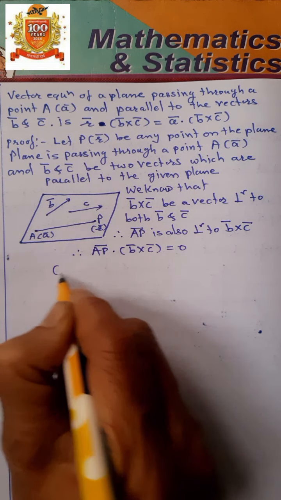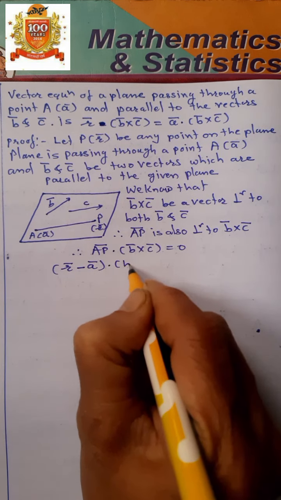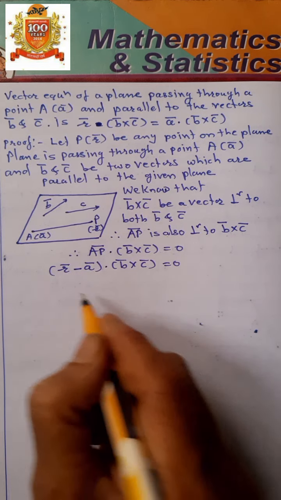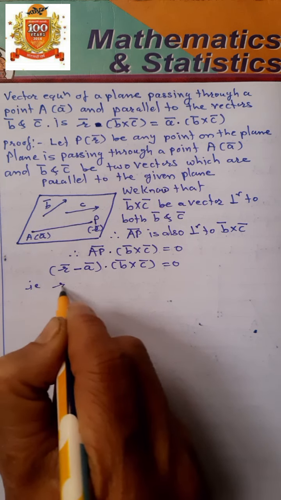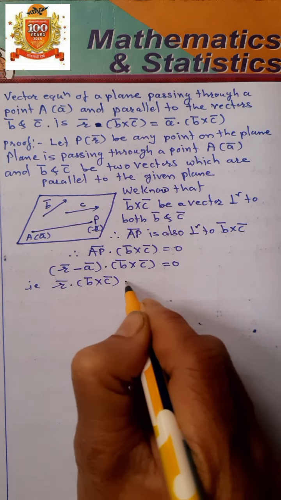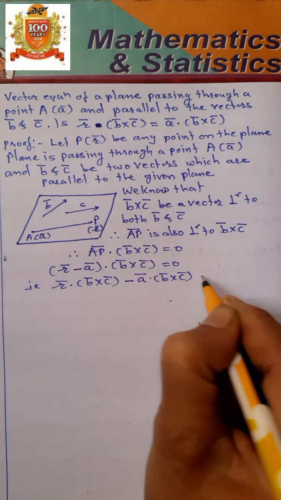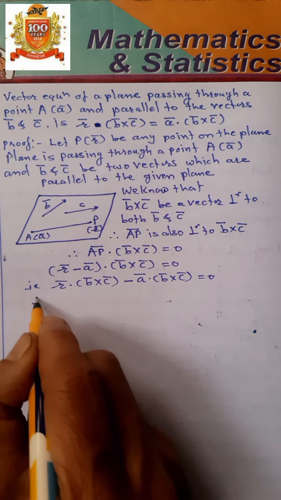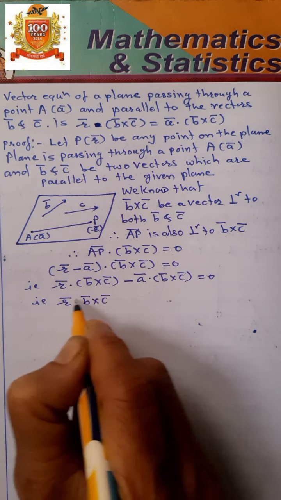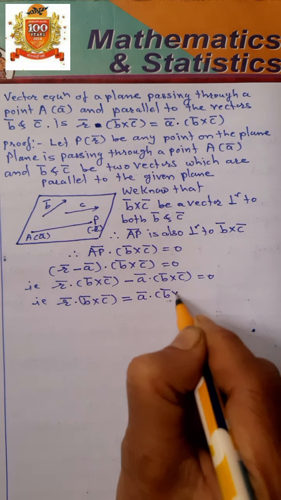Now AP bar is nothing but R bar minus A bar, dot B bar cross C bar is equal to 0. That is R bar dot B bar cross C bar minus A bar dot B bar cross C bar is equal to 0. That is R bar dot B bar cross C bar is equal to A bar dot B bar cross C bar.